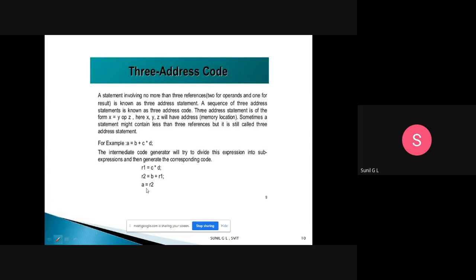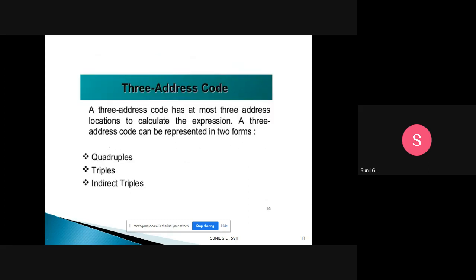So that we will call a three address code. It means we are converting to a maximum of two operands and one result. So here in three address code, we have two different forms of representation. A three address code has at most three address locations to calculate the expression.